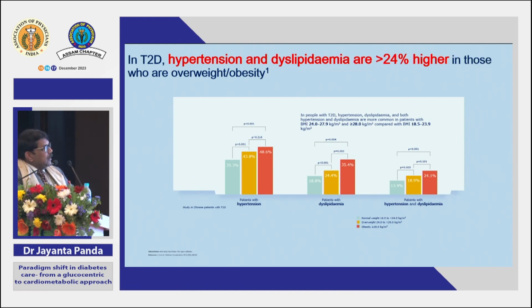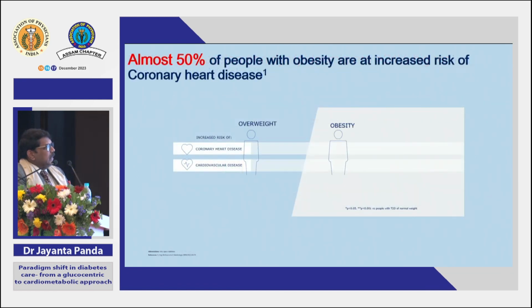You can see here the people with hypertension, people with diabetes, and people with both. And if you combine both, the mortality and morbidity becomes compounded with all these risk factors and the death rate increases.